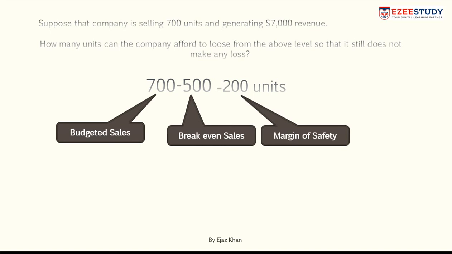Alternatively, we can find out the margin of safety revenue by subtracting the break-even sales revenue, which was $5,000, from the target profit or the budgeted sales revenue, which was $7,000, and we'll get the same answer, $2,000.